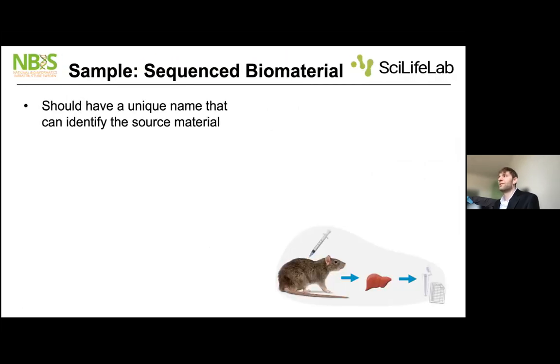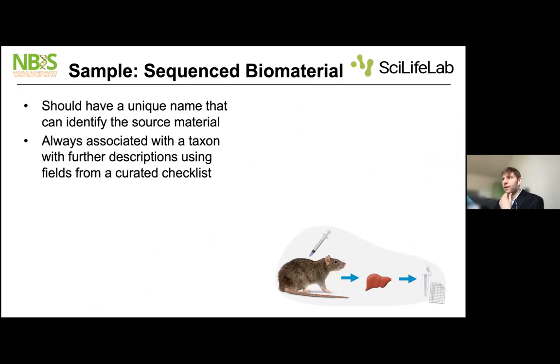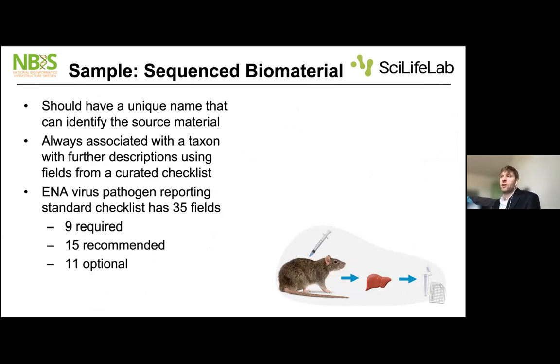And for the sequence biomaterials, each record should have a unique name, so to speak. Each sample should have a unique ID, and they should always be associated with a taxon. But beyond that, there are several checklists that are specific to certain types of submissions or research areas, such as the ENA virus pathogen reporting standard checklist. And that has 35 fields from which 9 are required, 15 recommended, and 11 optional. So there we have a standard on which terms to use. It's a formal language of some sort, and we expect the result to be very similar and be browsable across different submissions.